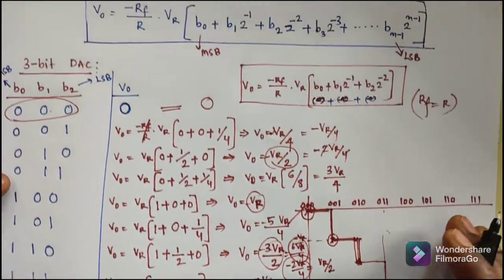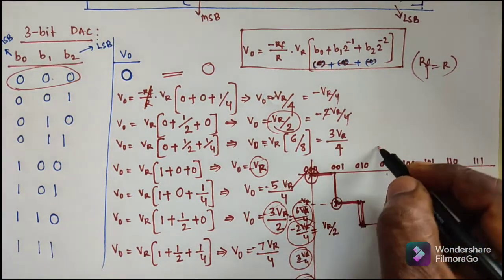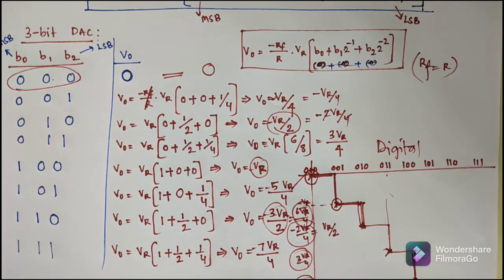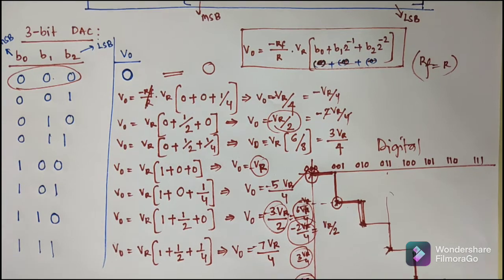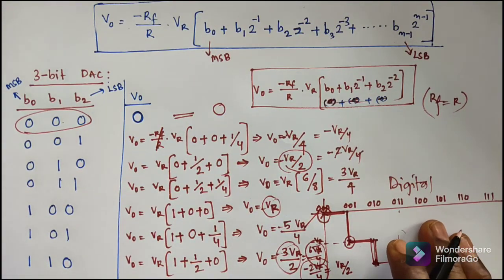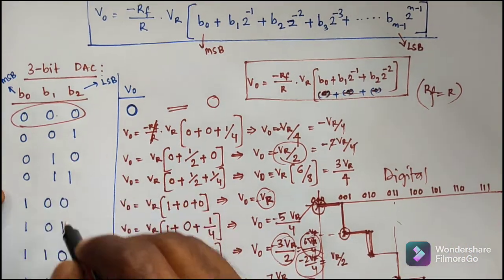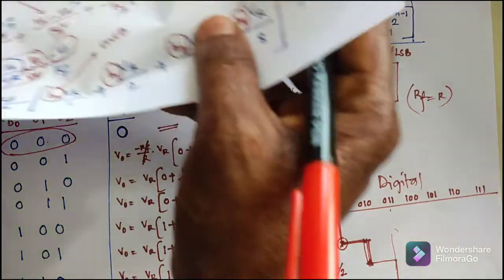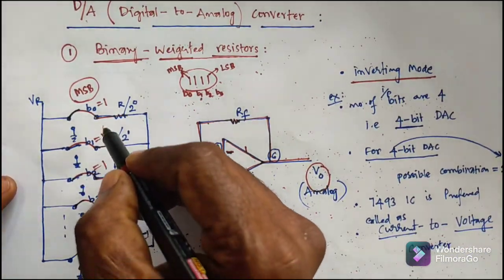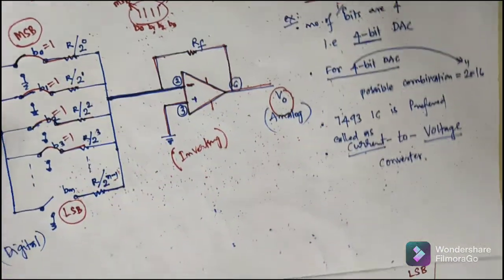Like that you can design the graph for digital to analog converters. On the x-axis this one is digital, but you will get analog. Okay. So the main disadvantage of this is that as the number of bits increases, the weight of the resistor also increases. That is the main disadvantage.